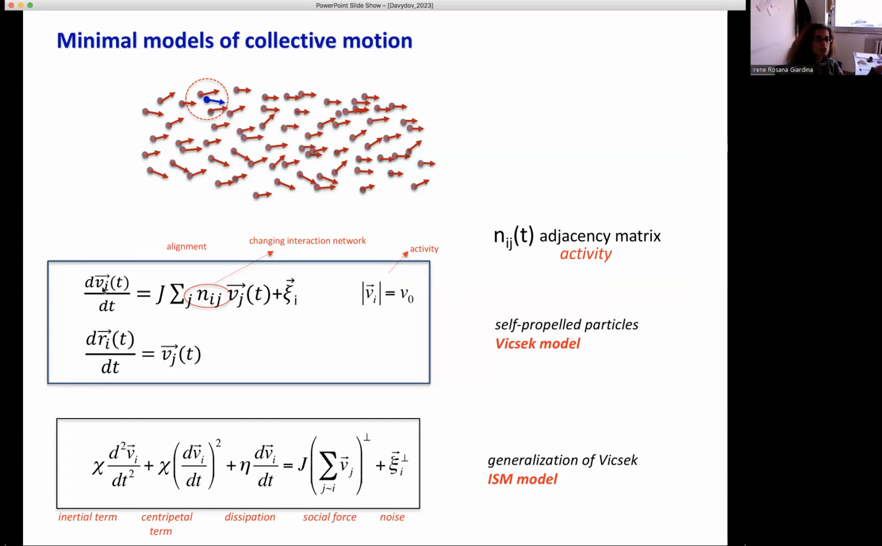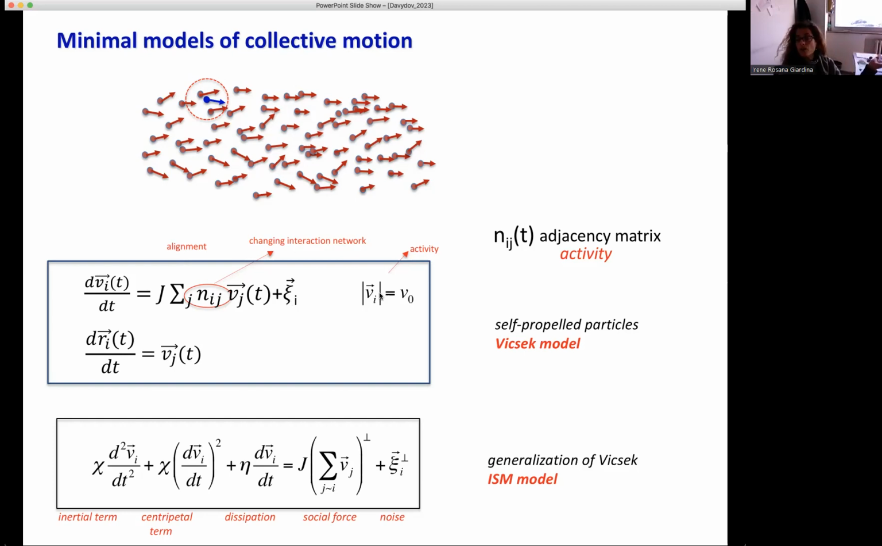So this is an equation for the velocity and the position of a given particle. And as you can see from the top equation, the velocity varies in a Langevin kind of form. And the force on the right-hand side is an alignment force. And this quantity here, Nij, is the interaction matrix. So this is different from 0 if i and j interact, otherwise it is 0. Okay. So this is just an alignment force, and then there is noise.